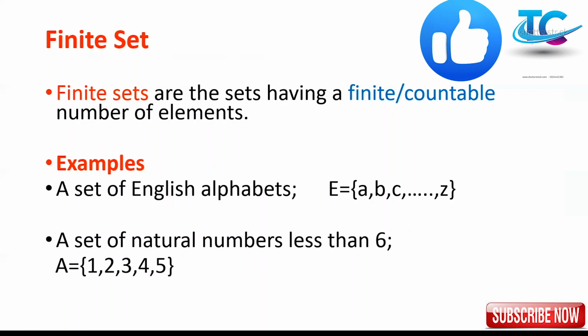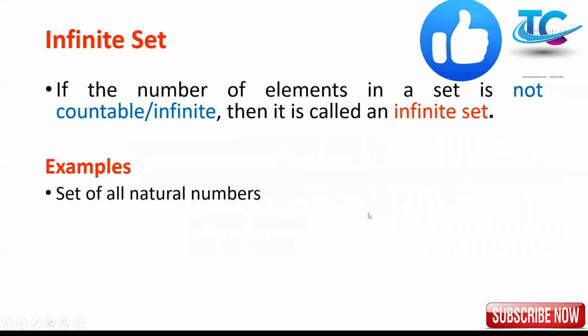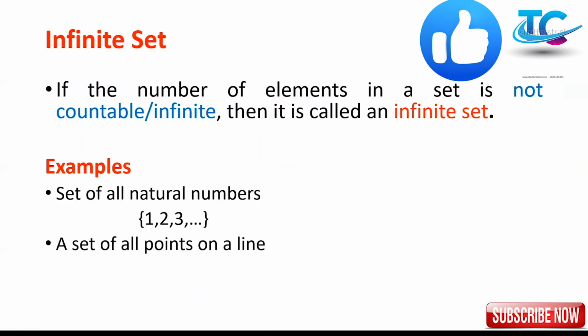Next, we have to see infinite set. So if the number of elements in a set are not countable or infinite, then the corresponding set is infinite set. Let's see an example. Set of all natural numbers. As we know, there are infinite natural numbers, so we cannot count all those numbers. So it is an example of infinite set. Then set of all points on a line, set of leaves on a tree. All these are examples of infinite set.